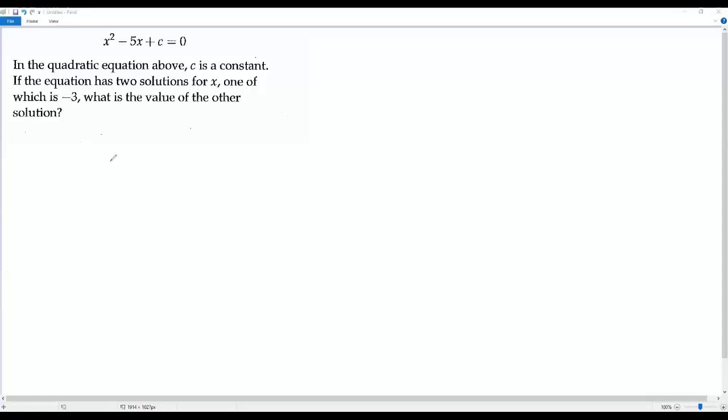Here we have a SAT math question. We have a quadratic equation x squared minus 5x plus c equals 0. In the quadratic equation above, c is a constant. If the equation has two solutions for x, one of which is negative 3, what is the value of the other solution? Usually we have two solutions for a quadratic equation, I mean two values for x. One solution is given, that is negative 3, and we have to find the other solution. I assume let k be the value of the other solution.